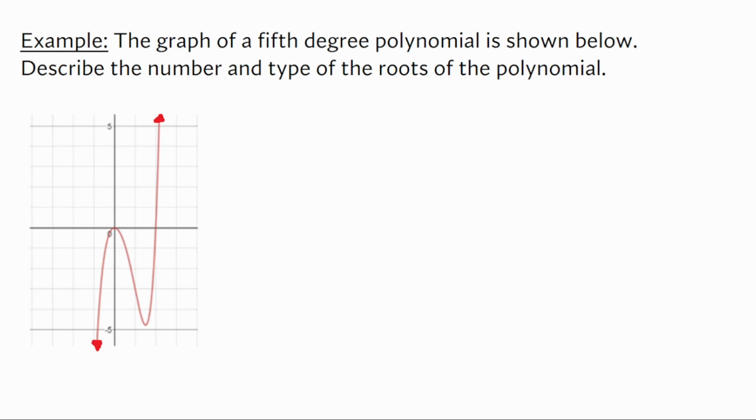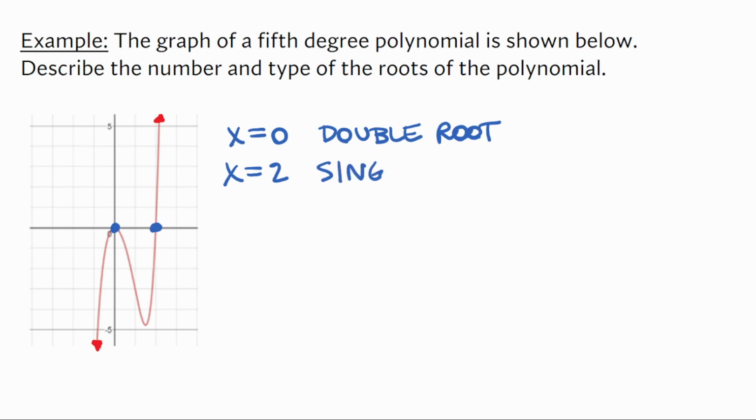Number and type of roots. Okay, so I'm seeing this one right here, and then one right here. Maybe I should use a different color. It's blue. Okay, so at x equals 0, that looks to me like a double root, but I guess it could be a quadruple root. We don't really have enough information to say one way or the other. But at x equals 2, that's definitely a single root because it's changing signs, and the graph is not hesitating. So that means it's definitely a single root.